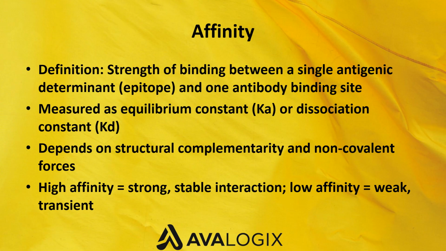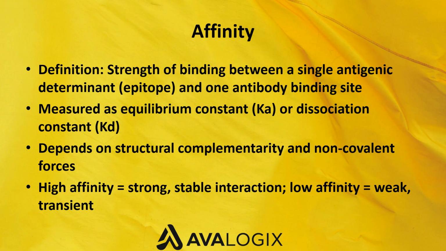From a quantitative perspective, affinity is expressed using equilibrium constants. The association constant, Ka, reflects how easily an antibody and antigen come together, while the dissociation constant, Kd, reflects how easily they separate. A low Kd corresponds to high affinity because it means the complex is stable and dissociation is unlikely. These values can be measured experimentally, for example, using surface plasmon resonance or equilibrium dialysis, which allow us to assess the binding strength of individual antibody-antigen interactions.